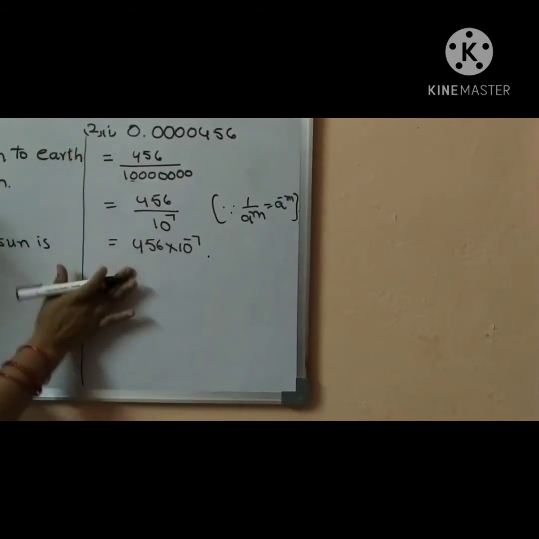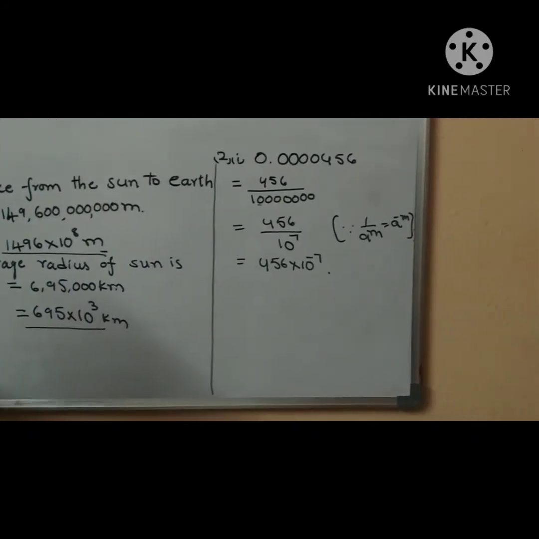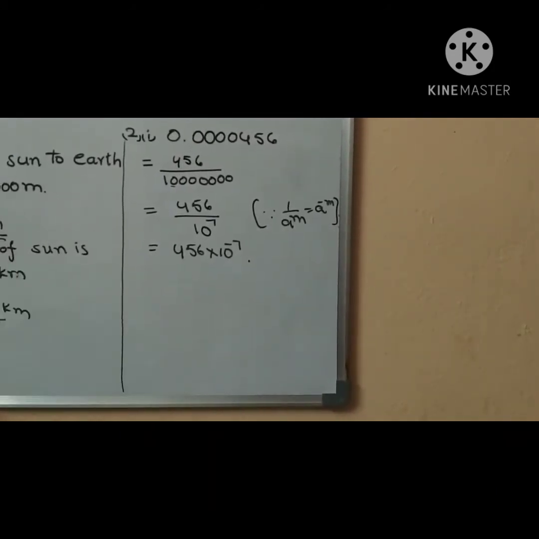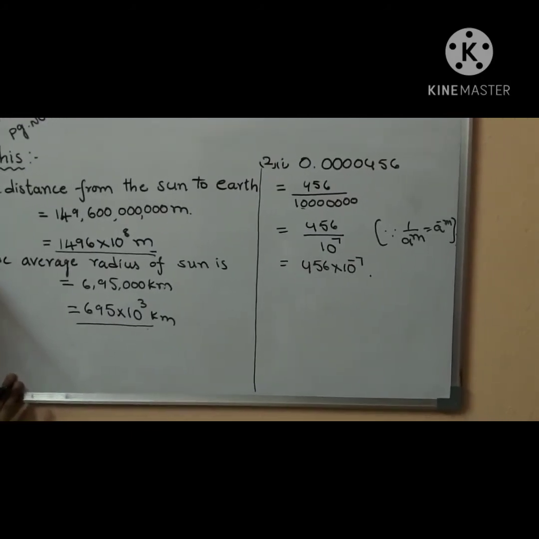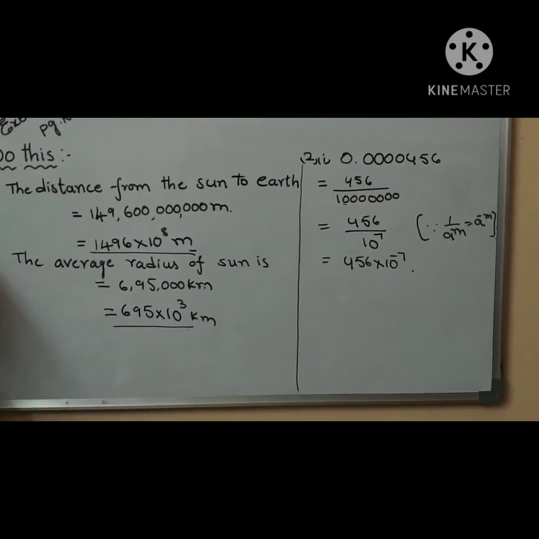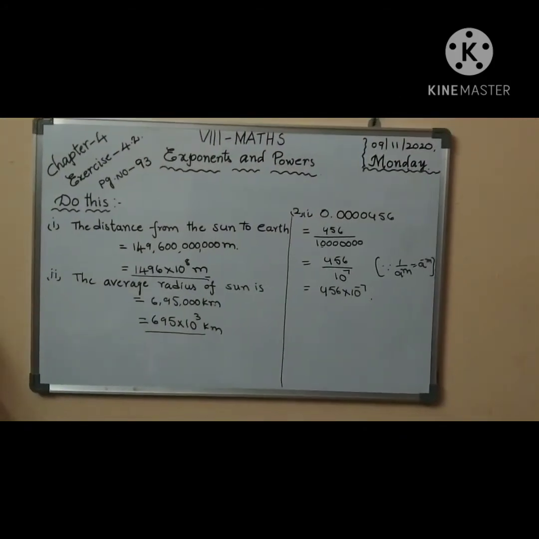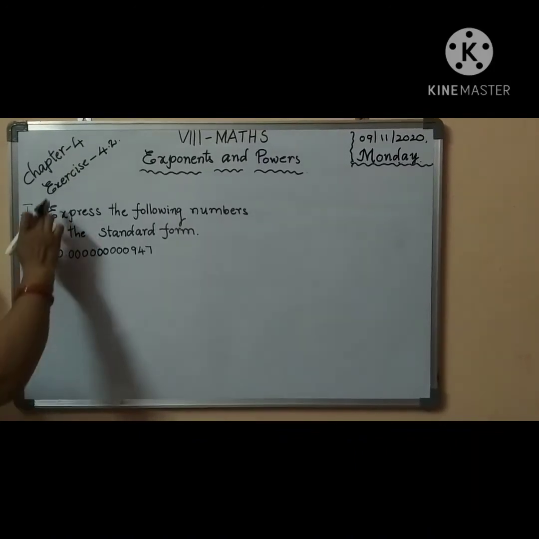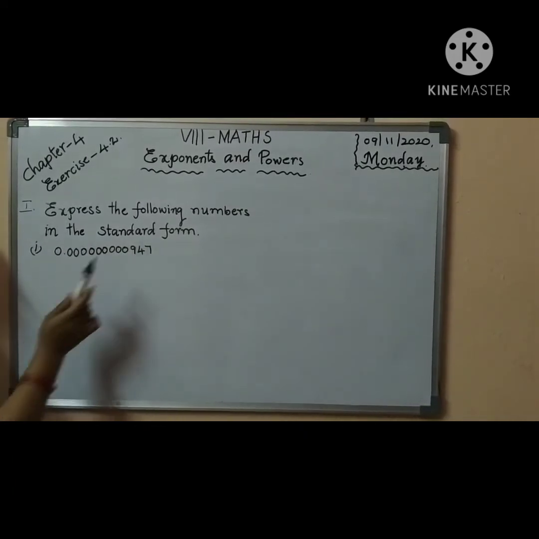It is the second Roman, first one. Okay, children, next, the remaining problems in the second Roman, do as homework, and the remaining problems in the first Roman, do as homework. Okay, children, next we are going to exercise 4.2. Next topic is exercise 4.2. Express the following numbers in the standard form.